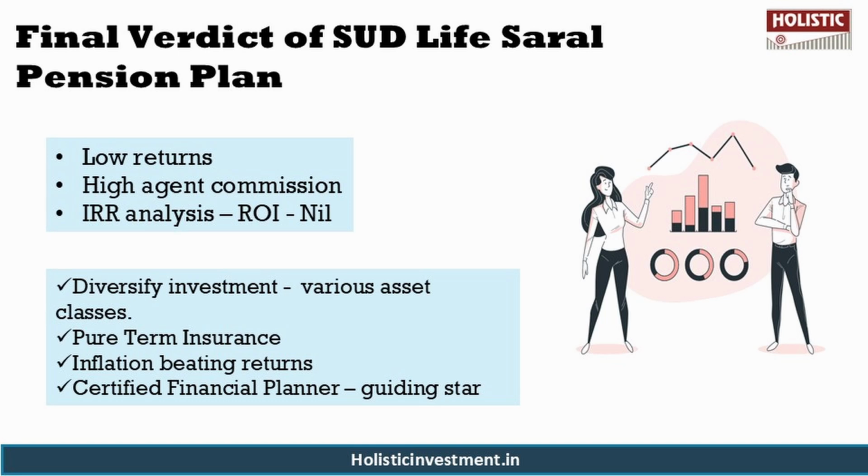No liquidity. Once purchased, the corpus is locked, and no inflation adjustment as well. The annuity amount remains fixed while expenses keep rising. So these drawbacks can significantly reduce the value of the plan, and it also has a high agent commission. For this reason, this policy may not be an ideal addition to your retirement portfolio.